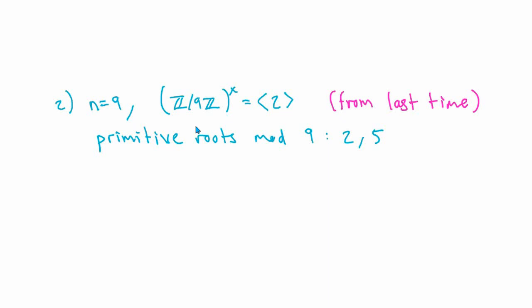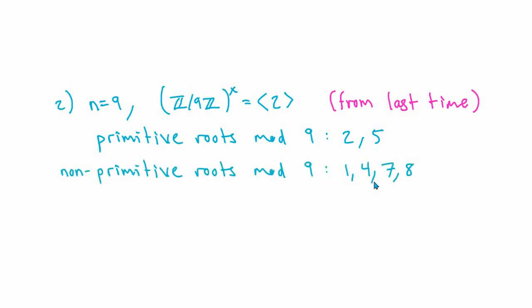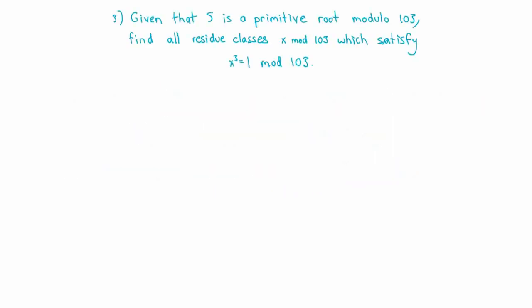If you go through all the residue classes in this group, you can figure out pretty quickly that the primitive roots modulo 9 are the residue classes 2 and 5, and that all of the remaining 4 residue classes are not primitive roots modulo 9. Well, now that you have the hang of this, let's look at a more complicated example.